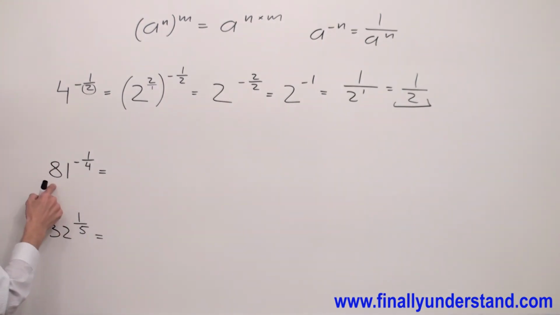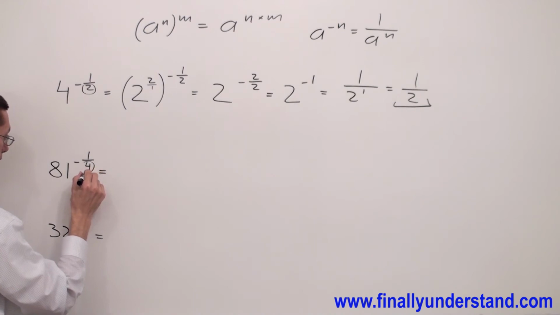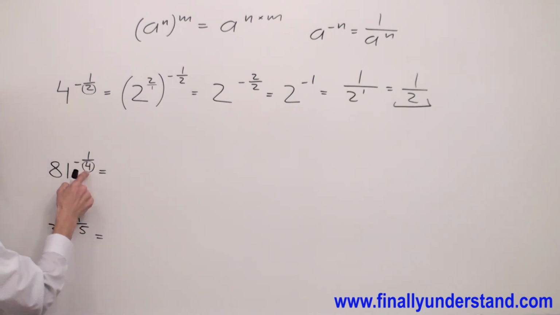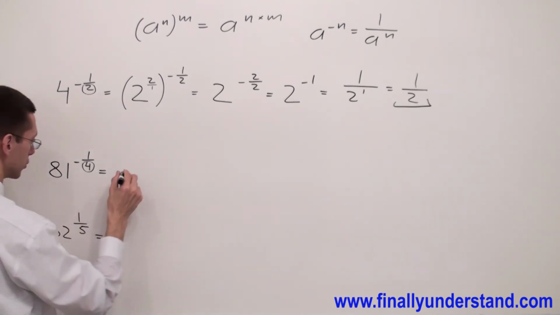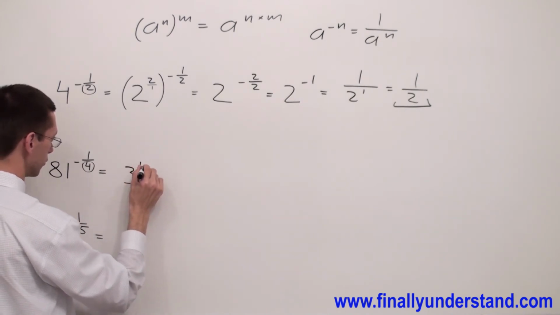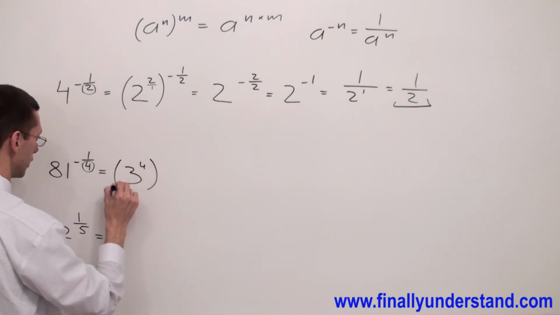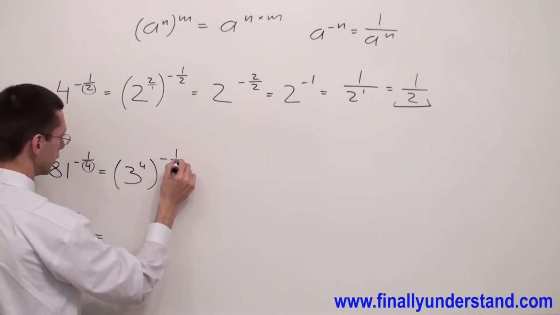Let's take a look at this example. Again, you have to look at the denominator of your exponent, which is 4. Ask yourself the question, what number raised to the 4th power is going to give me 81? The answer is 3. 3 to the 4th power is equal to 81. I'm going to copy down this exponent. It's going to be negative 1/4.